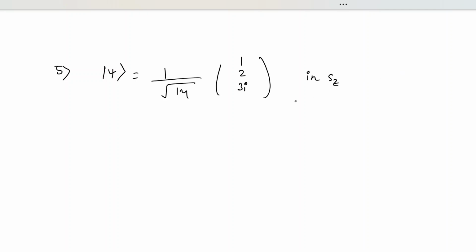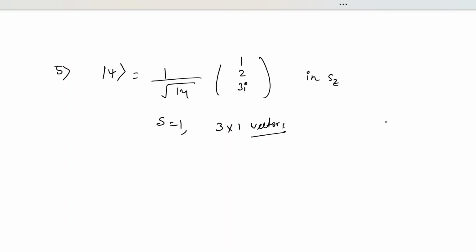Question number 5 is your psi equal to 1 by root over 14. So this is already normalized. So this 1 by root over 14 is the normalization prefactor. Okay, so this is the state in sz basis. Also this is a spin 1 particle, that means you have to deal with 3 cross 1 vectors or 3 cross 3 matrices instead of 2 cross 2, because this is s equal to 1.